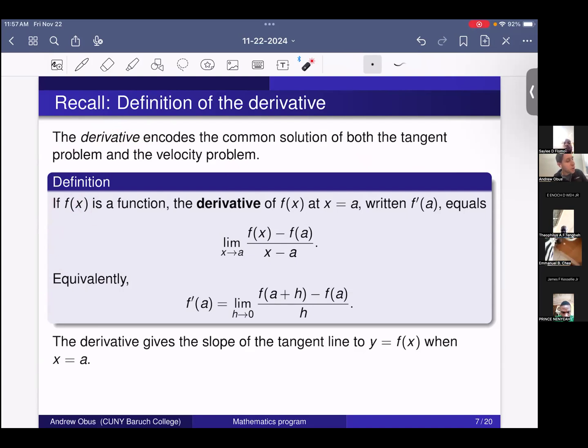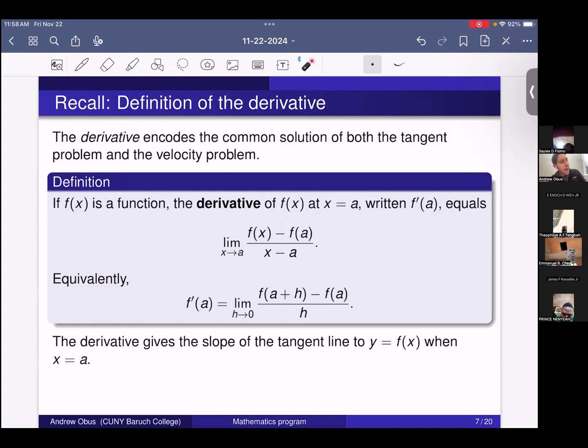So if f of x is a function, we say that the derivative of f of x at x equals a, and we write that as f prime of a, is we have two equivalent formulas for it. You can say it's the limit as x approaches a of f of x minus f of a over x minus a. Or you could say it's the limit as h approaches 0 of f of a plus h minus f of a over h. And this derivative gives the slope of the tangent line to y equals f of x when x equals a, and it also gives you the solution to this velocity problem. Okay, so this is still review from last time. This is what we talked about.